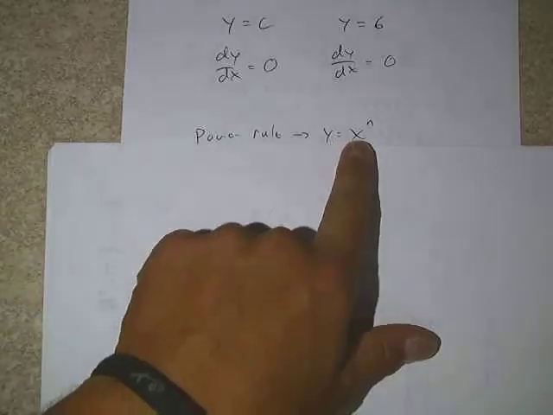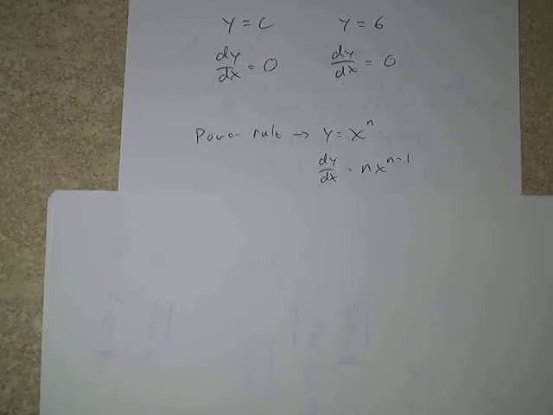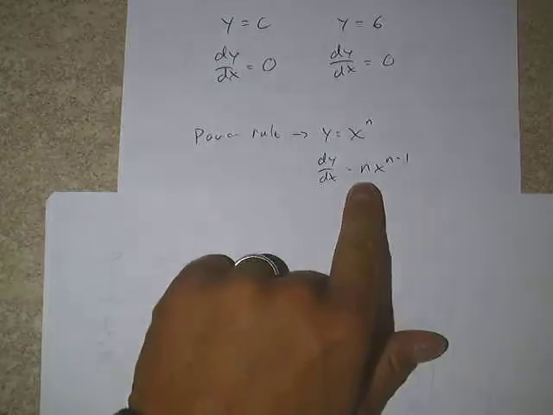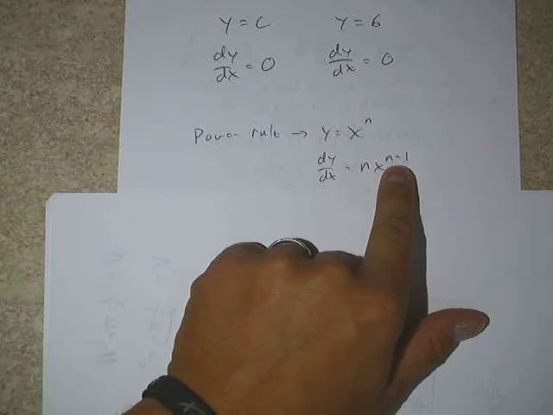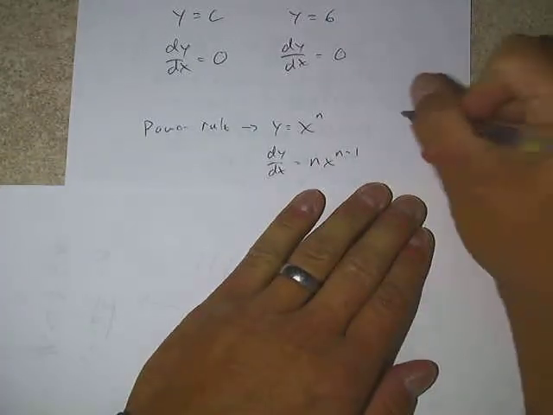Okay. And the power rule states as follows: if we have any power function, x to the n, the derivative is always n times x to the n minus 1. So whatever the power is going to be multiplied by, out in front, it's going to become a coefficient, and then the power goes down 1.